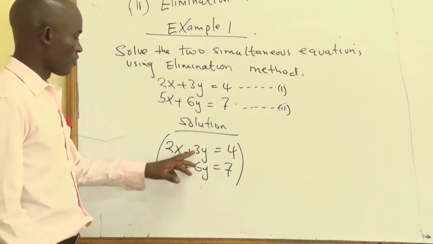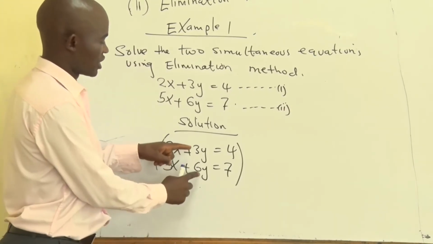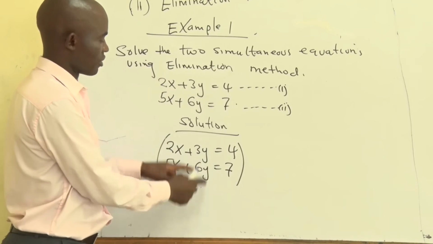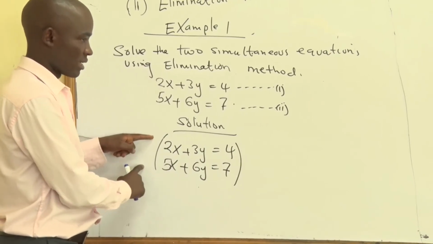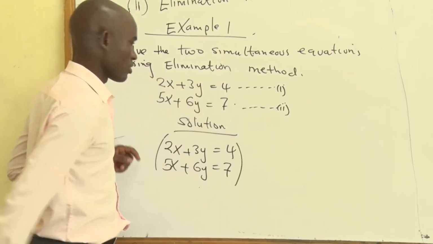If you want to remove y, you will have to switch. 6 will move up, 3 will move down, outside the bracket. Then you will multiply across board.